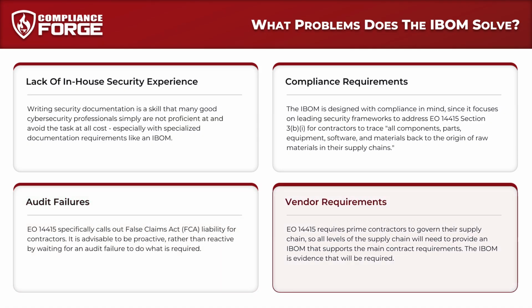And the fourth is vendor requirements. The executive order requires prime contractors to govern their supply chain, so all levels of the supply chain will need to provide an IBOM that supports the main contract requirements. The IBOM is evidence that will be required.